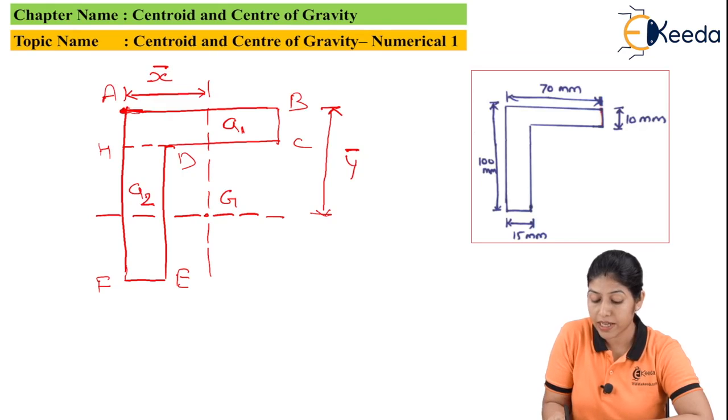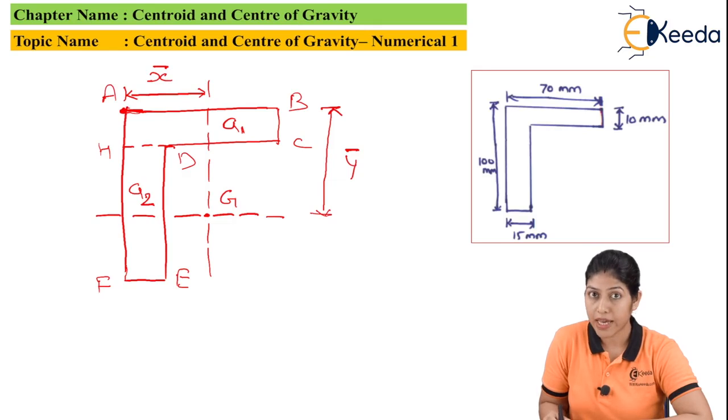So this x bar is taken as one coordinate of point G, and this y bar is represented as another coordinate of point G. This y bar we are taking from the x-axis, and x bar we are taking from the y-axis, and we have to find these two coordinate points x bar and y bar with the help of the coordinate points of the CG of these two different rectangular laminas ABCH and DEFH.